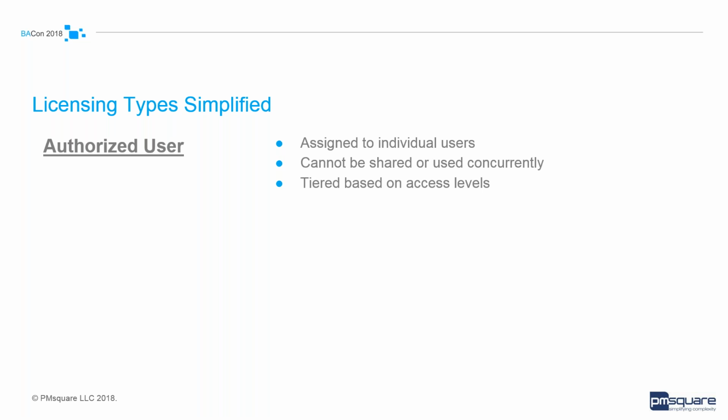And it is a tiered-based licensing model, which means that you have different tiers of licenses depending on the level of access that you need, whether you need to be an administrator, more hands-on power user, or an end user, there are specific license types that are available for those purposes.